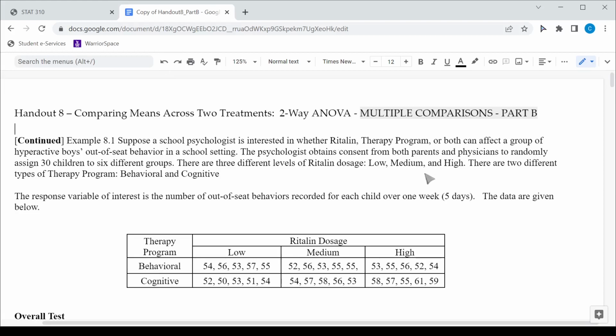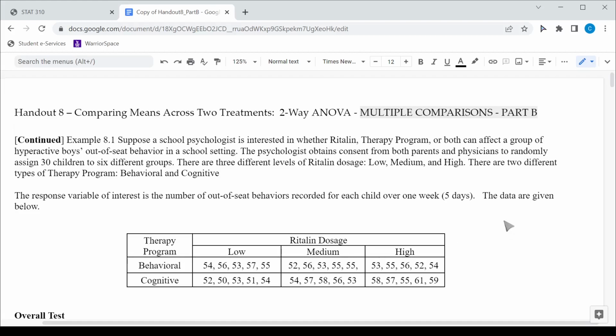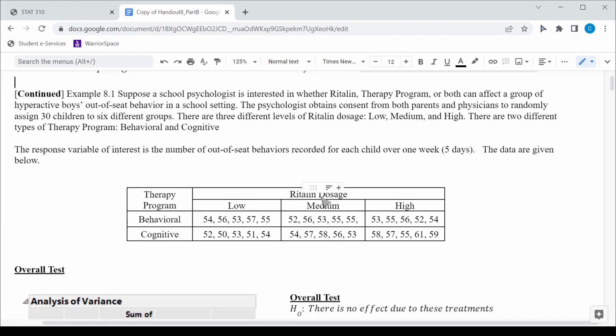So the example that we're looking at here in Handout 8 Part B is the Ritalin dosage therapy program example. What we're measuring here is the out-of-seat behaviors. We had two treatments, the Ritalin dosage and the therapy programs. The Ritalin dosage was at 3 levels: low, medium, and high. For therapy programs, I had 2 of them under investigation here, either behavioral or cognitive.